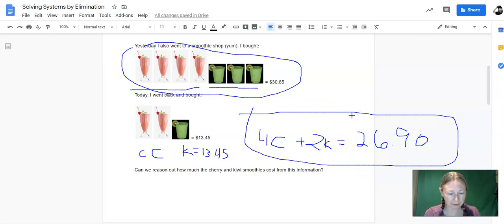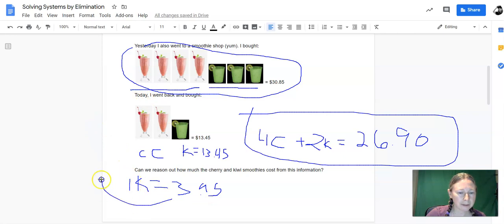And so if I figure out the difference in the price, I know how much 1 kiwi smoothie costs. So let's subtract 30.85 minus 26.90. And that is 3.95. So we know now that 1 kiwi smoothie is equivalent to $3.95. So from that information, I can just plug that into one of the other equations and figure out how much the cherry smoothies cost. So let's say I take the 3.95 and plug it in here. I'd do 13.45 minus 3.95, and that's 9.50. So therefore, 2 cherry smoothies is 9.50.